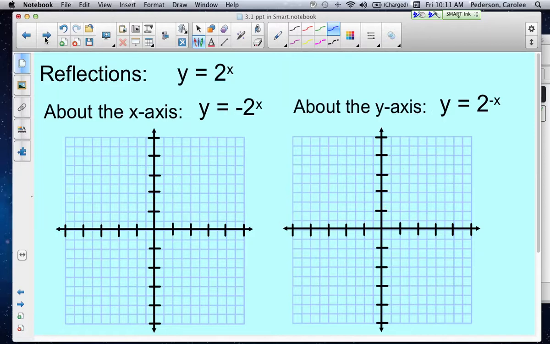The next transformations I want to talk about is when you have reflections. Reflections happen about 2 axes, the x and the y, and it's dependent on where the negative is. If the negative is in front of the function, then you reflect about the x-axis. If you have a negative inside the function, so up in the power, then it's going to reflect about the y-axis. So I'll do the parent functions again, just so you can see the difference.